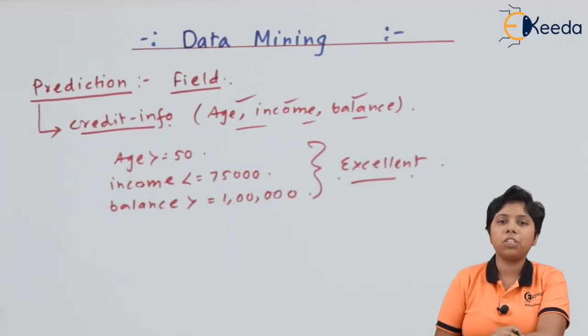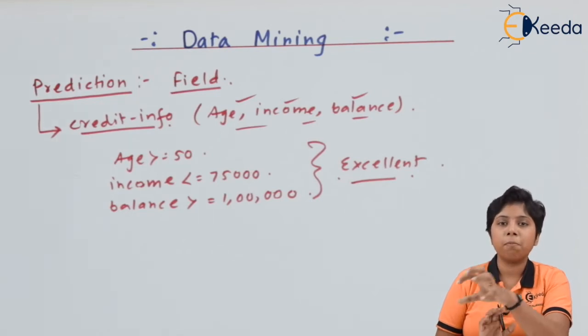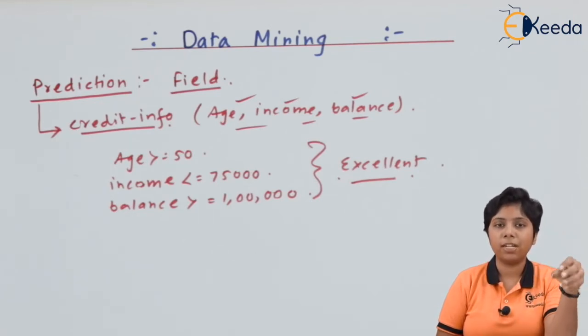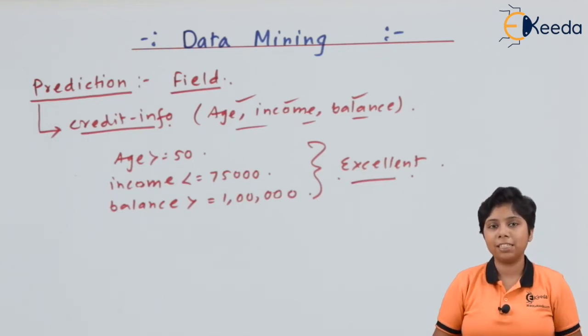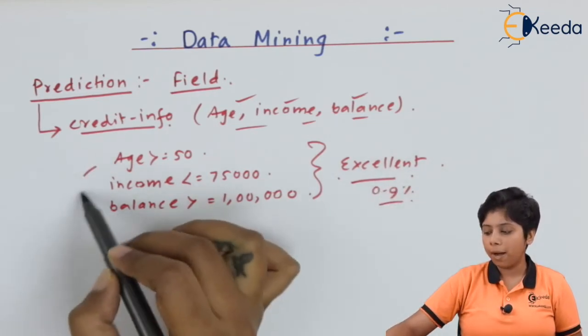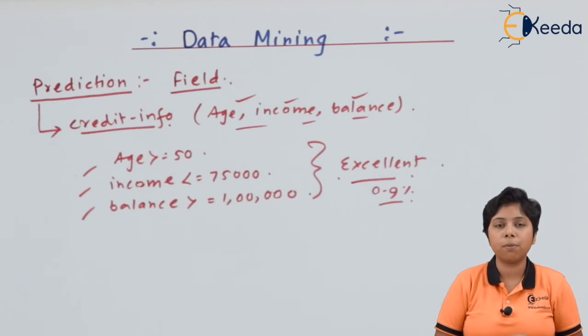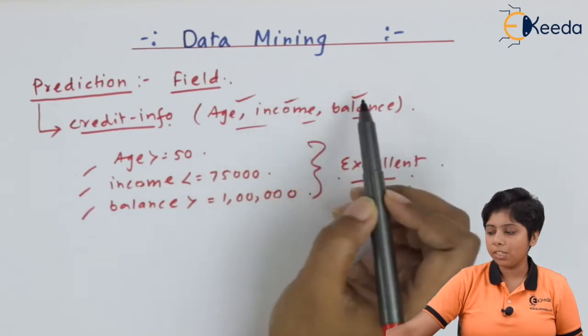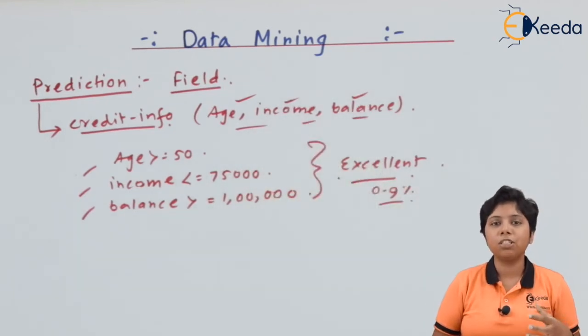See, these predictions are not always true, but we can make this category in such a way that they will be true to an extent. That means we can have the excellent category at least 0.9% right by getting these three attributes and the prediction on these attributes. The next type of the data that we can mine is the association of data. See, the prediction is more oriented with this field, but the association is more oriented with one field that can associate it with another field.